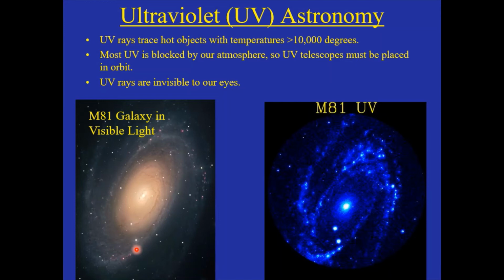This is what it looks like in visible light. This is the same galaxy imaged in ultraviolet light. And so what astronomers are seeing here are some of these star-forming regions in the galaxy glow because they give off more ultraviolet than other regions.